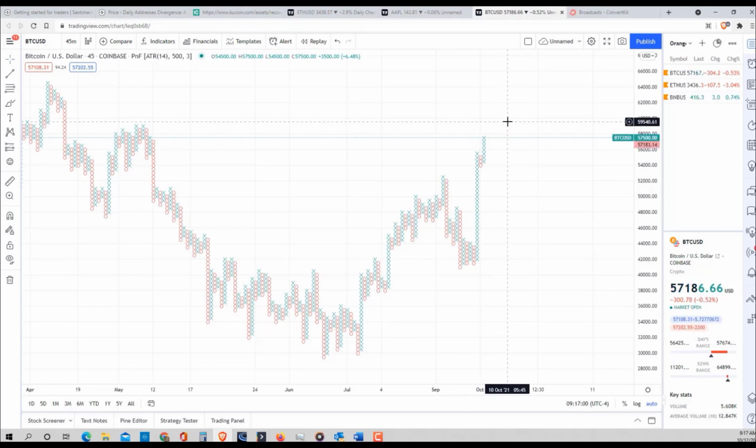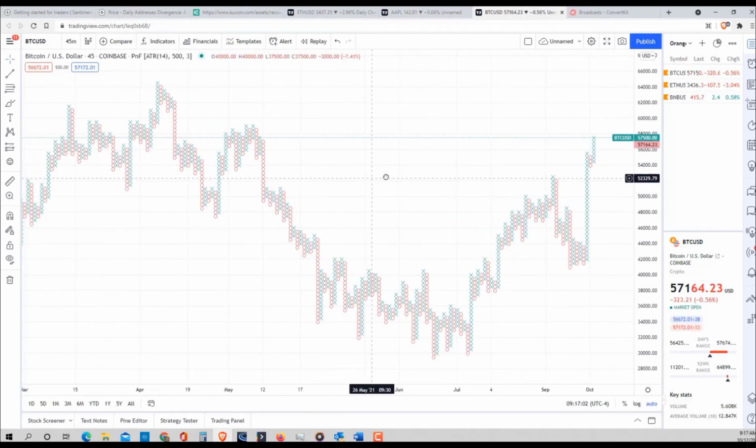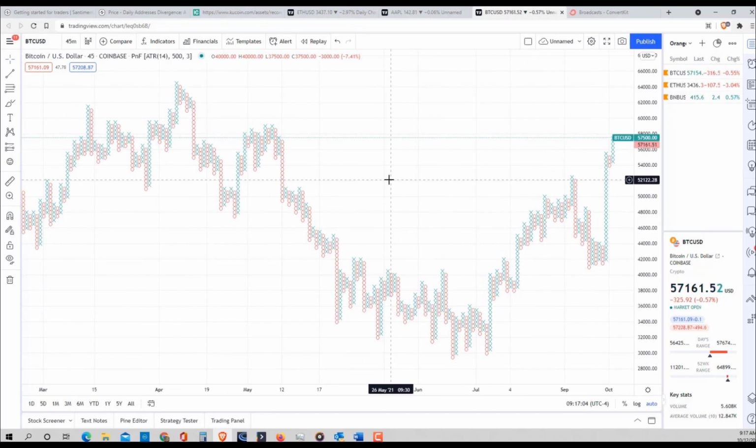So your drawdown could be significantly less on the Heikin Ashi, the candlestick, the line chart, the bar chart, whereas the drawdown for Renko, Kagi, line break, and point and figure could be more significant.